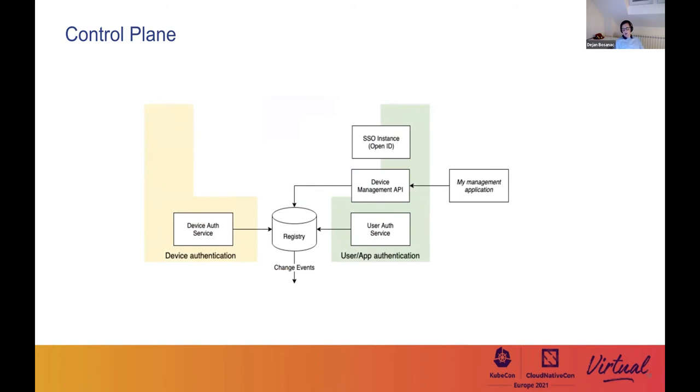From the control plane side, in order to have all this authentication and authorization both on the devices side and on the applications and the user sides, we need to have some kind of a central registry of identities. And that's identities for the devices and identities for the users. For the users and applications, we basically use a single sign-on instance based on OAuth, backed by the Keycloak project, and we provide a device management API, which allows us to use a UI or CLIs to actually manage our device data, as we will see in a moment.